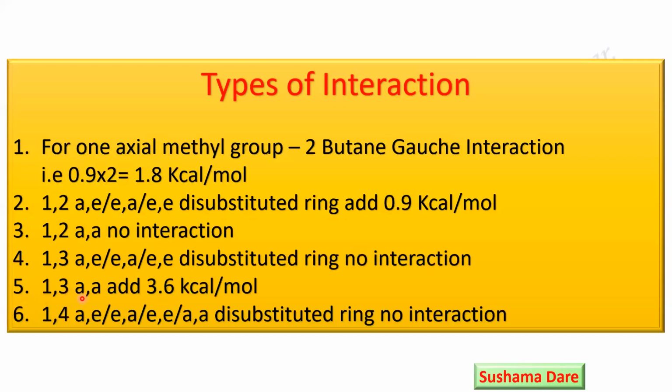Instead of that, if 1,3-AA is present, if the two methyl groups are axial with each other, then it generates a 1,3-diaxial interaction, and that time 3.6 kilocalorie per mole, that much energy we have to add during the energy calculation. If the two substituents are 1,4 related, then it may be AE, EA, EE, AA. They never interact with each other, so don't add any energy if the substituents are 1,4 related.